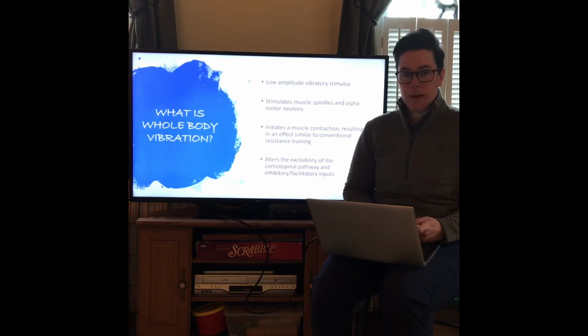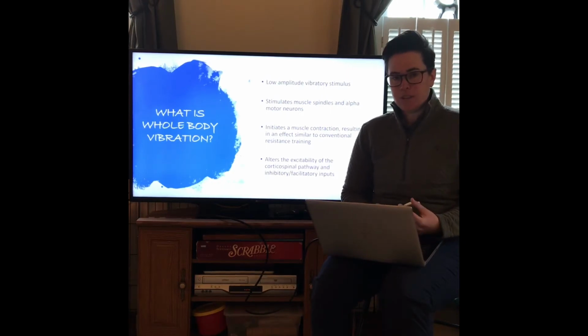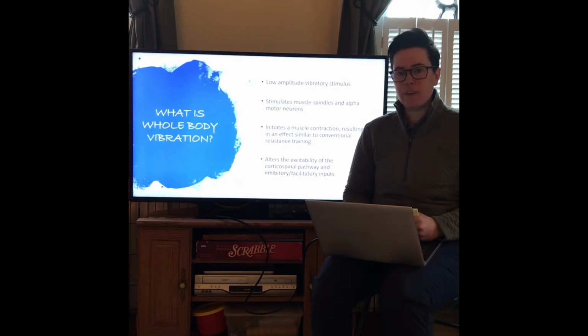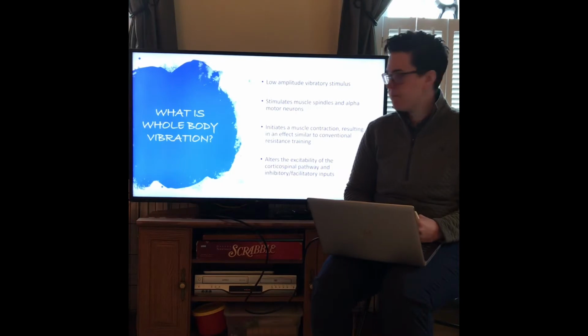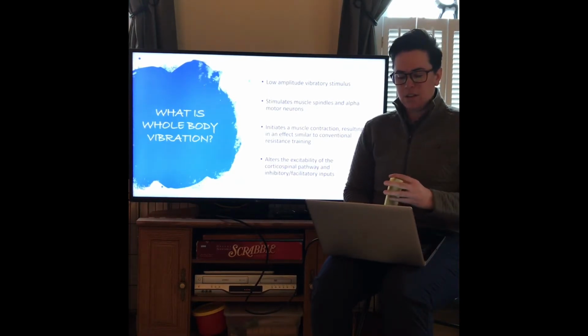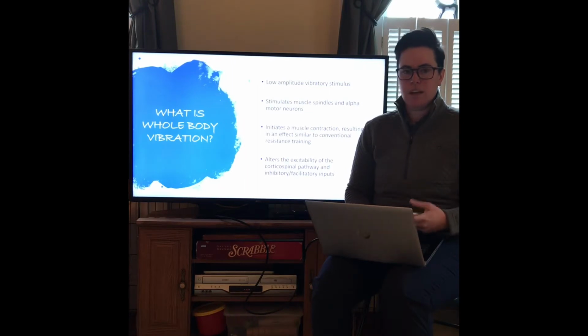So what is whole body vibration? I'm focusing more on the whole body vibration, but there is more of a focal vibration therapy that can be used as well. Vibration therapy in and of itself would be a low amplitude vibratory stimulus applied to any part of the body, whether it's a specific area or using a platform which would then target the whole body.